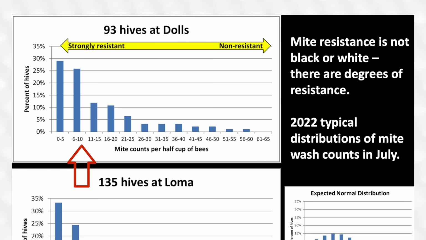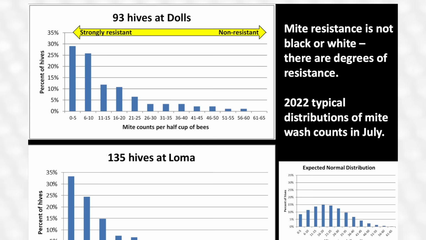Now this shows you the potential on a non-resistant colony. A non-resistant colony could have easily had a mite count of 50. The average across the yard was 16. So I used a Poisson distribution to show what the expected frequency of mite wash counts would be. And you see, it would peak at the 16 count. And because you can't go less than zero, it's loaded to one side. But this is what we would expect on a random distribution if the average mite count was 16.